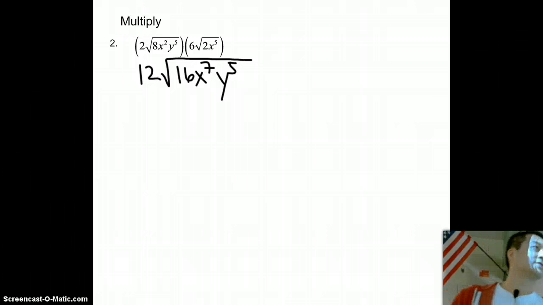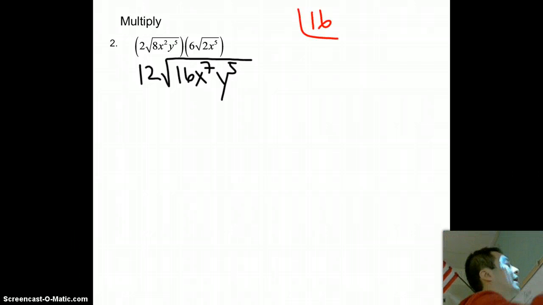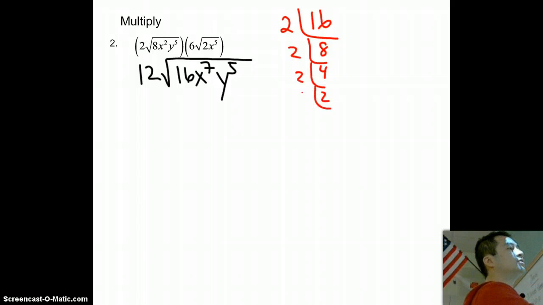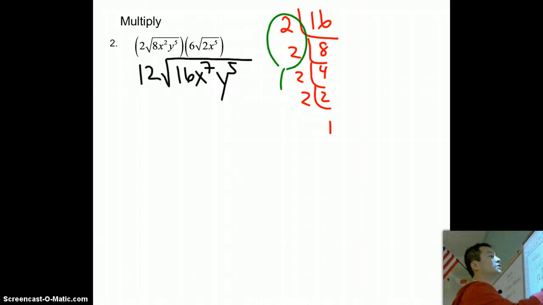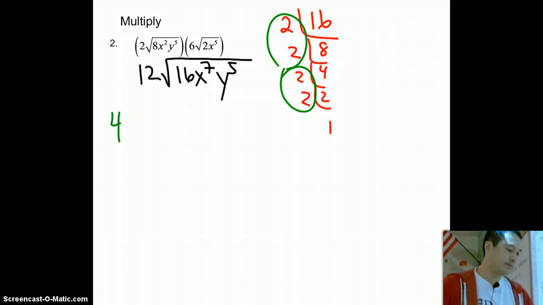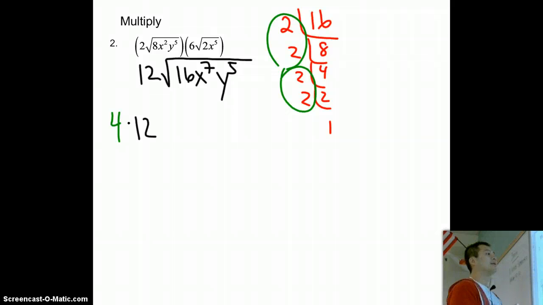So let's do 16 first. How do you break down 16? If you already know it, you don't have to go through the process. Right now, I know the square root of 16 is 4. But I'm going to go through it for some of those who don't see it right away. So 2, 8, 2, 4, 2, 2, 2, 1. Very good. Take out how many of a kind? 2 of a kind. How do you know? Because it's a square root. 2, 2 makes 4, which I predicted. Take out the 4. The 12 is still there.